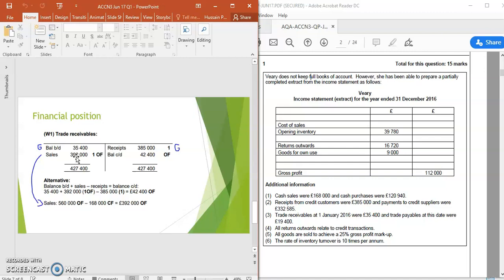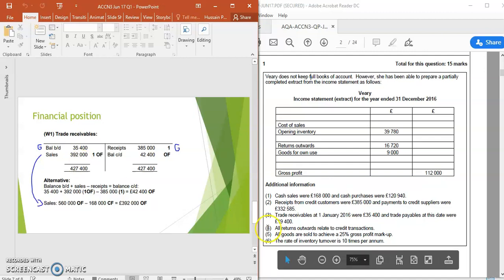Again, you need to know control accounts, what typically goes in and on which side. Balance brought down is given, receipts is given. The only thing you have to calculate here is sales. Don't put the whole £560,000 in. Only put what is relevant on a credit basis. Cash sales do not go into a trade receivables account. They are cash, they are not credit.